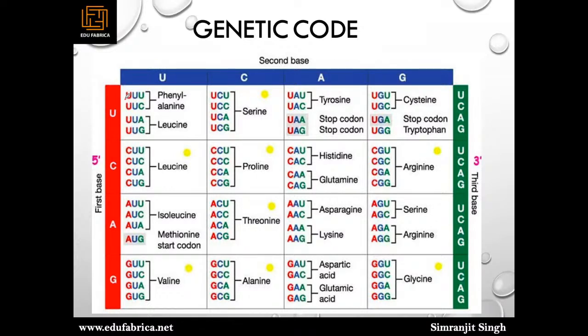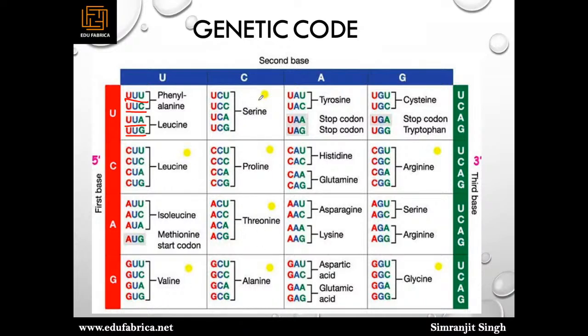So it will be UUU, then UUC. It's very easy and funny. UUA, UUG. So like this, you can create in each box four types of amino acids, and they correspond to specific names according to their function and structure. That is serine, proline, threonine, alanine, valine, leucine.